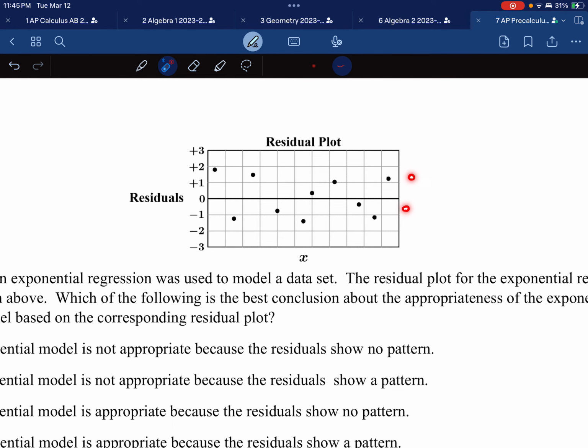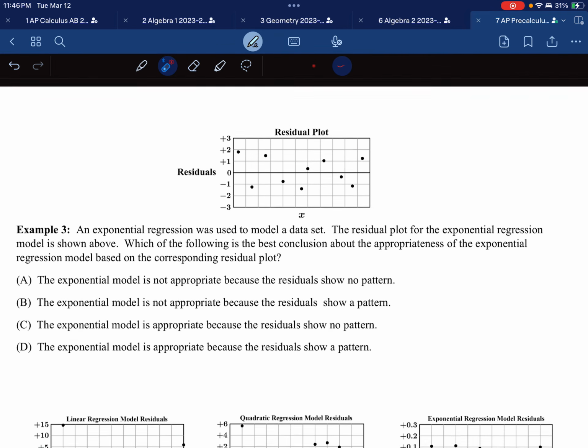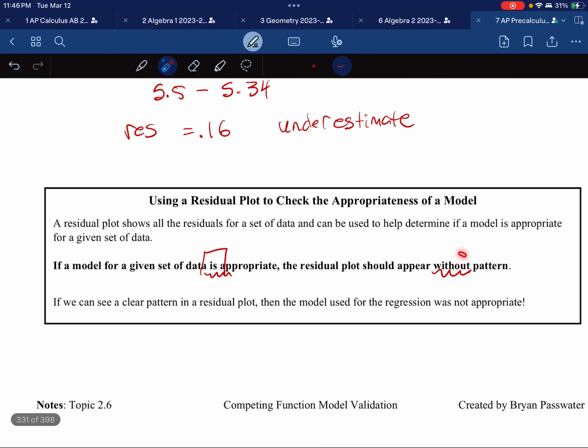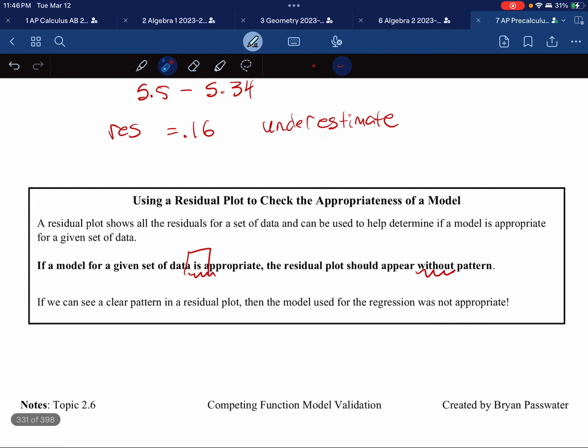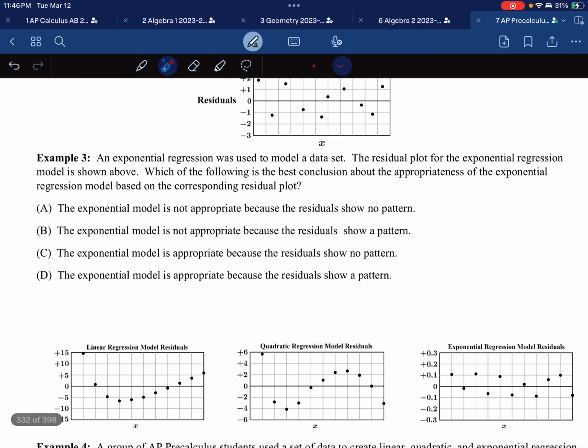Is it going to be down there? Is it going to be up here? Notice that sometimes there's 2 down here, 2 up here. Sometimes it goes 1 back and forth. I don't know where the next point is going to be, which means there is no pattern for that residual plot. And as I just stated over here, if there is no pattern, that's a good thing, and the data is appropriate. So this data has no pattern. So it's not B, it's not D. And because there's no pattern, it is appropriate. So the answer here is C.